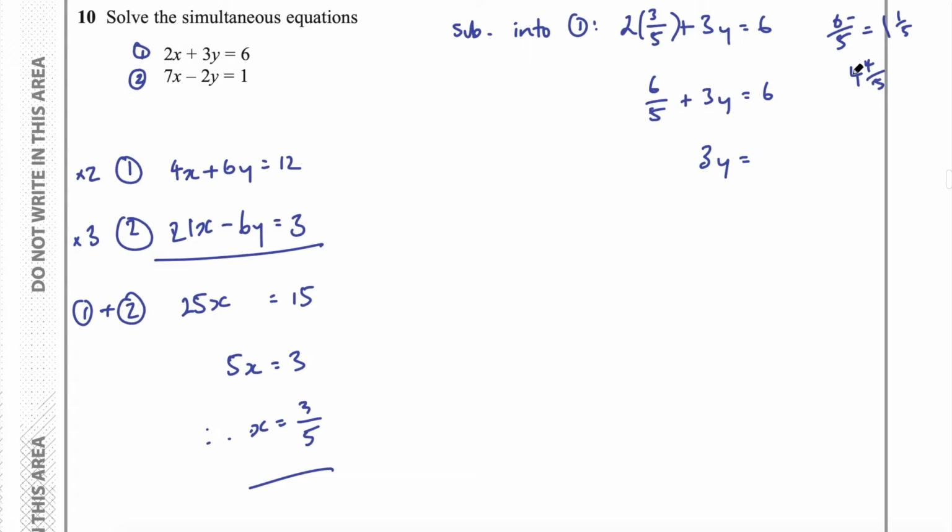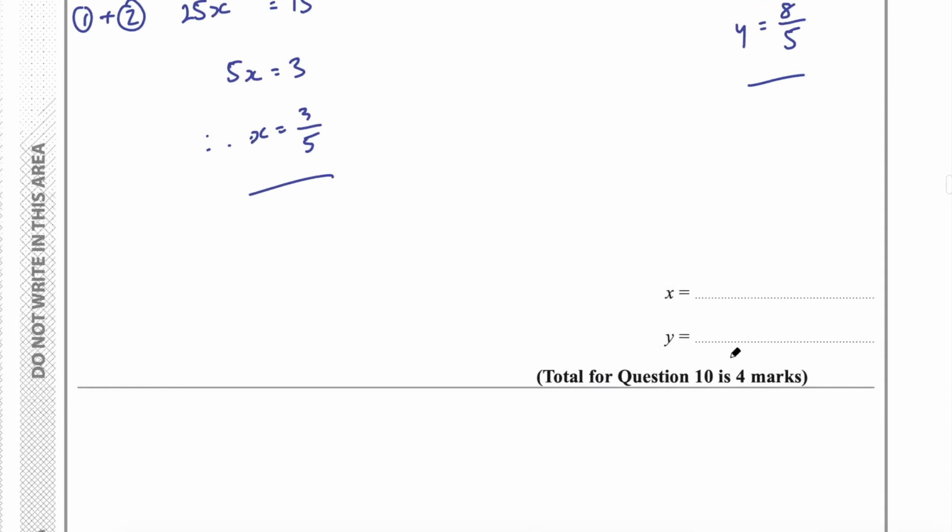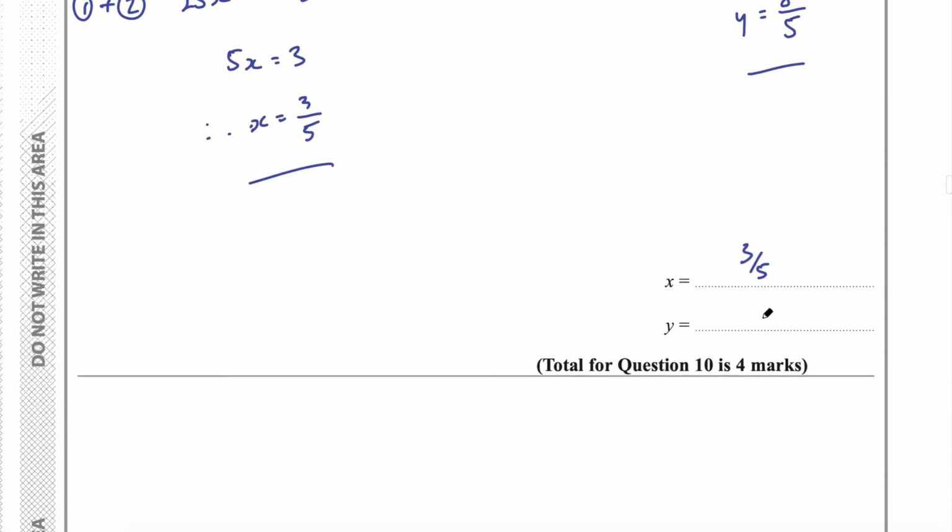Another way to write this is 4 times 5 is 20 plus 4. This equals 24 on 5. So 3y is going to equal 24 on 5. And then divide that by 3. So y equals 24 on 5 divided by 3, or the same thing as multiplying by a third. If I multiply this by a third, I could cancel a 3 from the 24 and the 3. So that cancels out just to 1. This cancels to 8. So therefore, y equals 8 on 5. Okay, so my final answer there is x equals 3 on 5 and y equals 8 on 5. And that was question 10 for 4 marks.